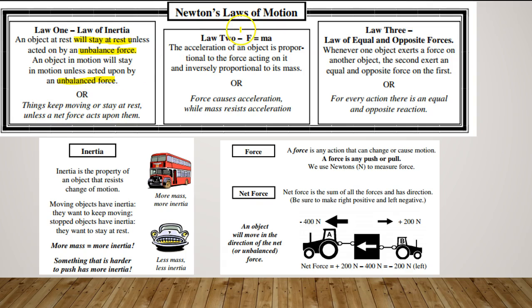So Newton's second law, the keyword that we need to focus on is force. Here's a formula: force equals mass times acceleration. The acceleration, here's another keyword, is proportional to the force acting on it, inversely proportional to its mass. Here's the word mass. So you can also think of Newton's second law as forces cause acceleration while mass resists the acceleration.